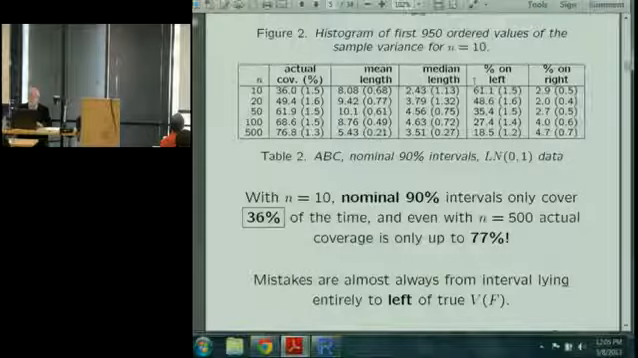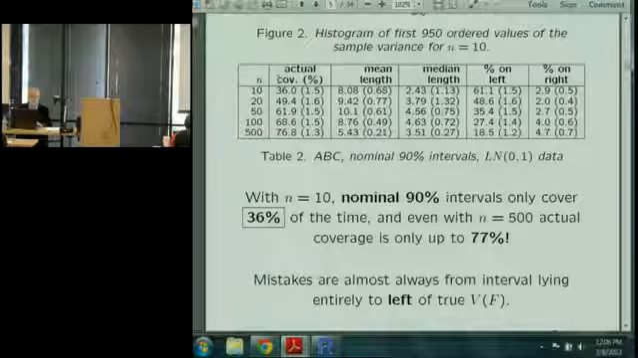And you look at the mistakes it makes. When it's entirely wrong, what percent of the time does it lie entirely to the left of the right answer versus what percent of the time does it lie entirely to the right of the right answer? So 61.1 plus 2.9 plus 36.0 have to add up to 100% because the intervals either have to be entirely to the left of the right answer or include the right answer or be entirely to the right of it.